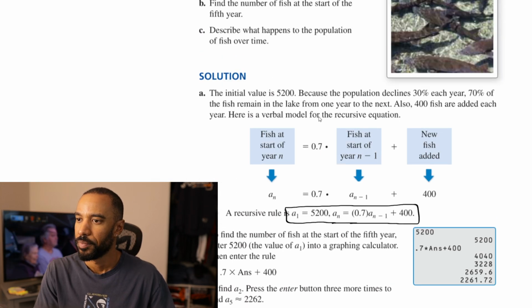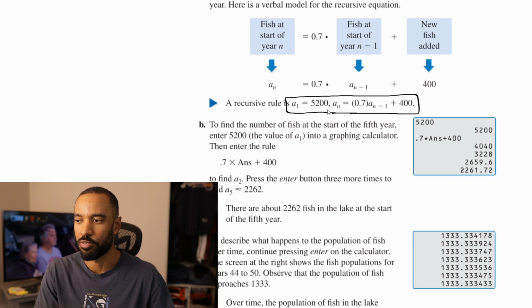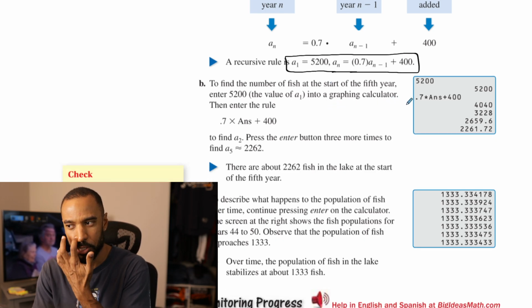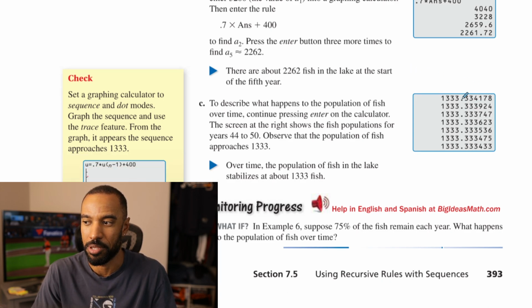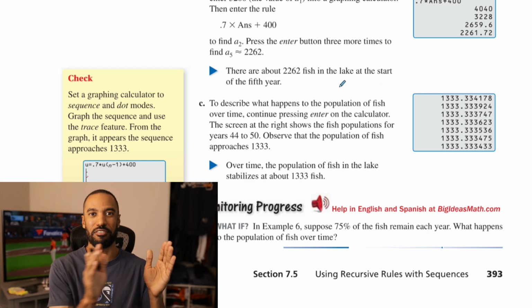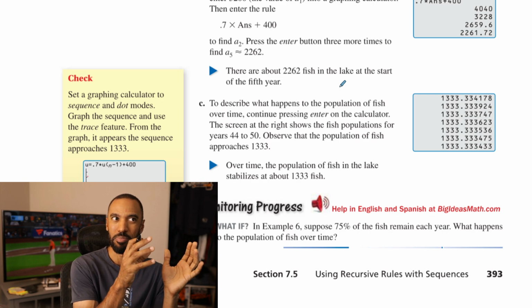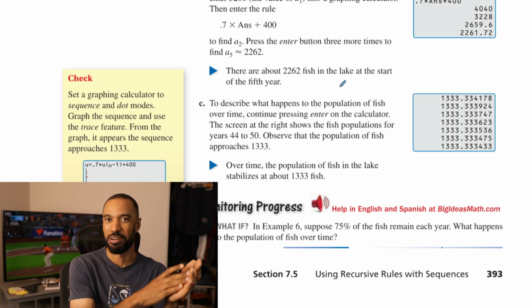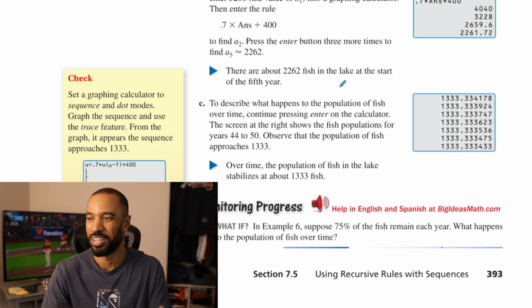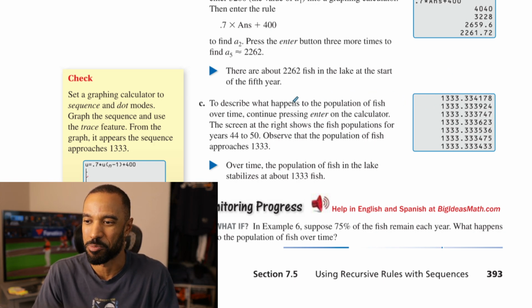Part C, describe what happens to the population of fish over time. Well, it does decrease, but it's decreasing by a lesser amount each time. Oh, they're really showing what happens over time here. Eventually, it seems to converge at the number 1333. I guess what's happening is you're taking 70% of 1333, which must be about a 400 decrease, and then you're adding 400 back. And then take away the 400 and add 400 back. So that must be what's going on here.